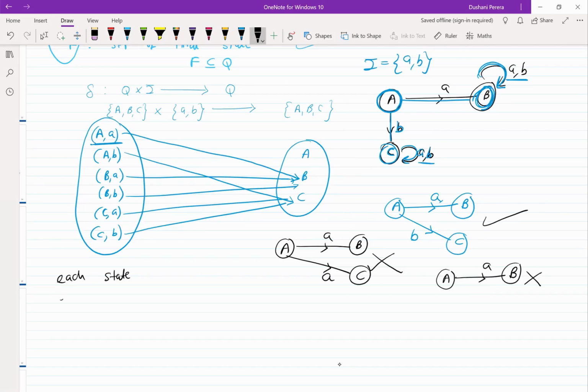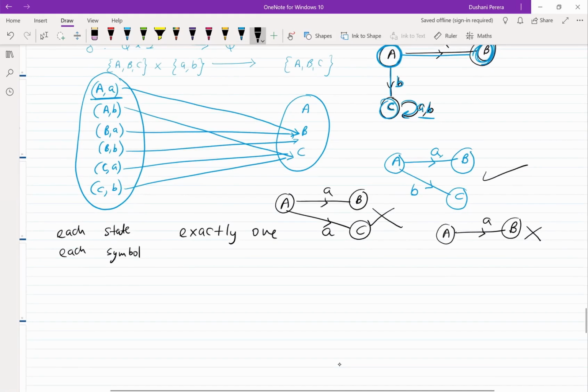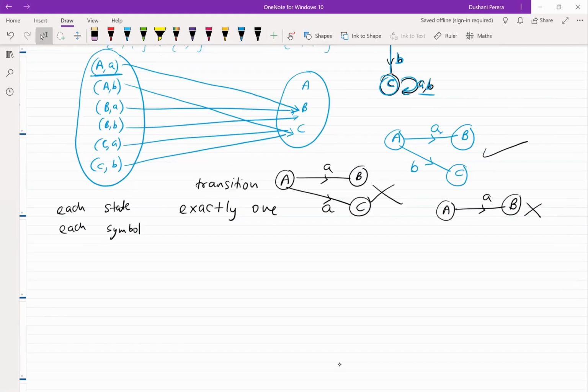Okay, so each state has a transition for each input symbol, and that transition is exactly one. There's only one, exactly one transition defined on each state for each input symbol. Exactly one means at most one and at least one; it never changes. That is why, because we say exactly one, that is how the word deterministic comes to finite automata.